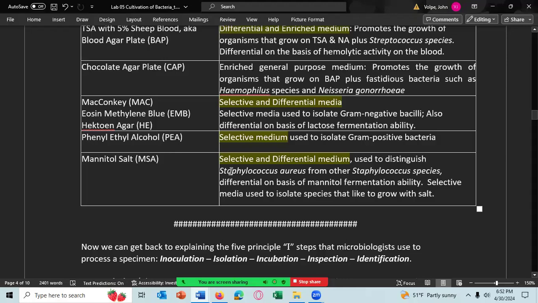And if the bacteria do not ferment the sugar mannitol, the media around the bacteria will be the normal color, which is sort of a reddish orange color. Any question about this table? You'll need this table to work on the lab today.